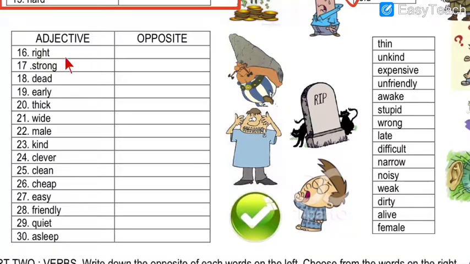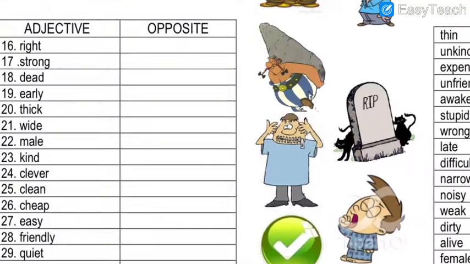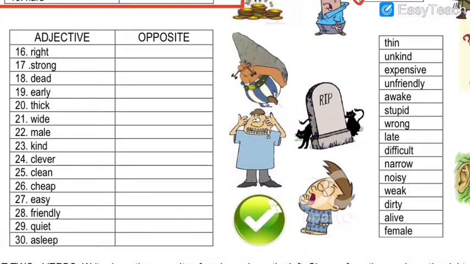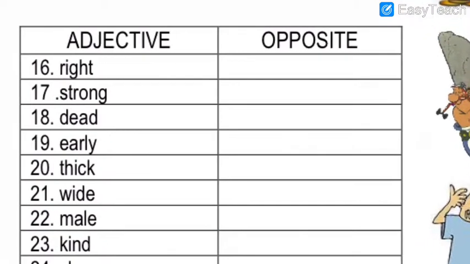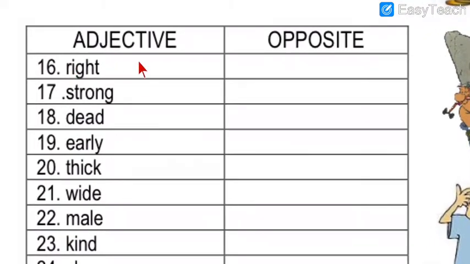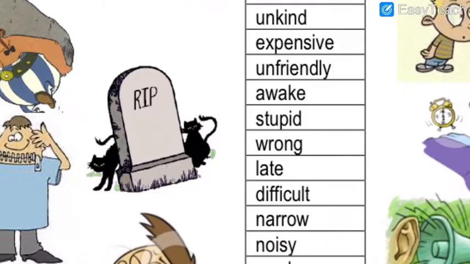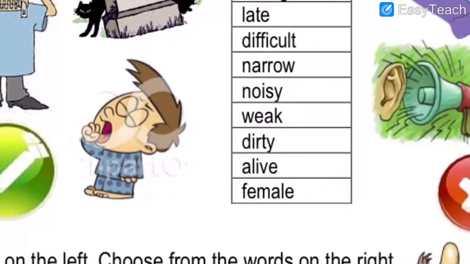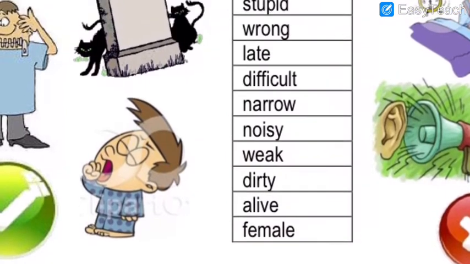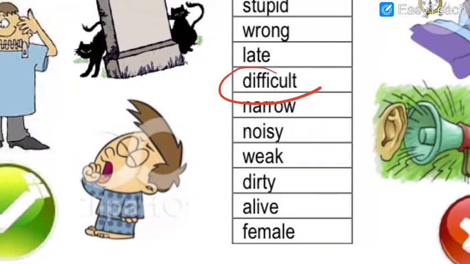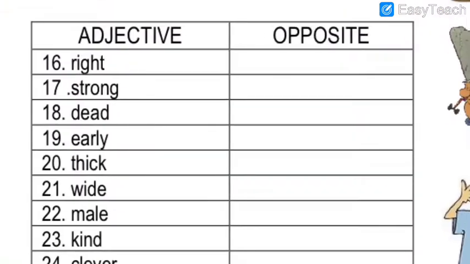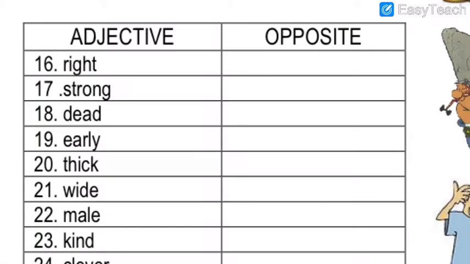Now, as it was my chance for the previous part, so first two I will solve it again. So what are the words? Let us see. Right. Okay. So what is the opposite of right? So can you say opposite of right is difficult? No. Can you say wrong? Yes. Opposite of right is obviously wrong.